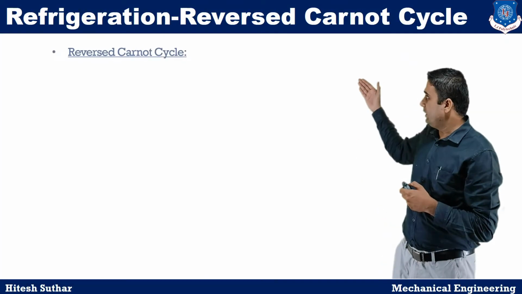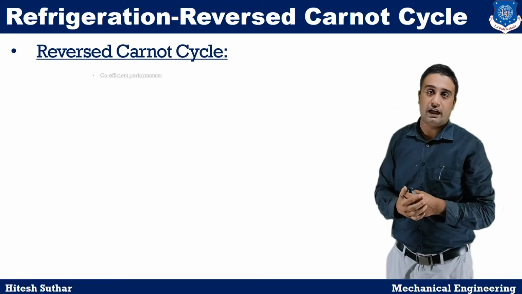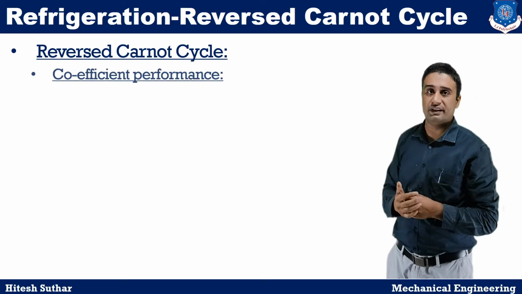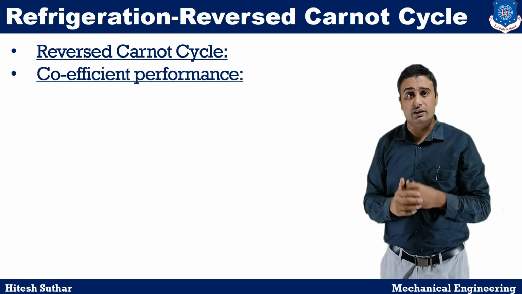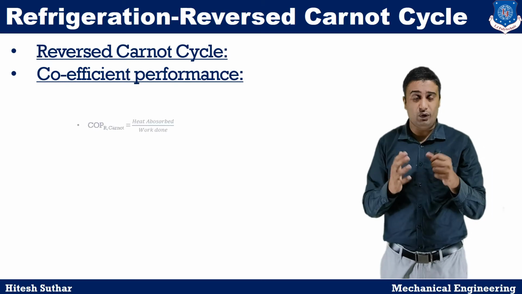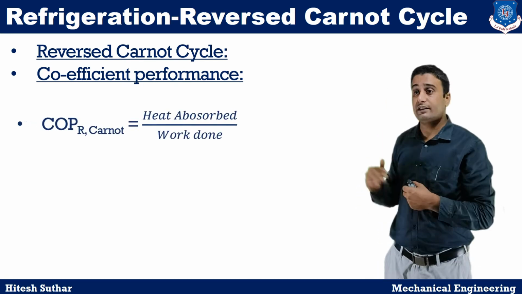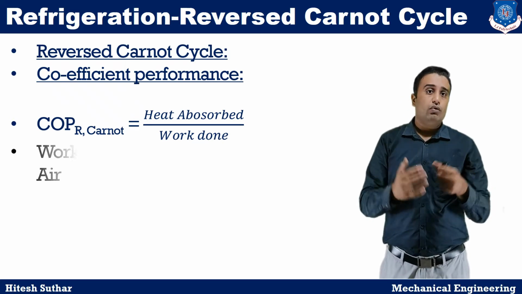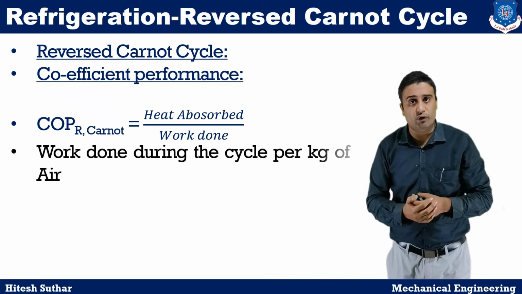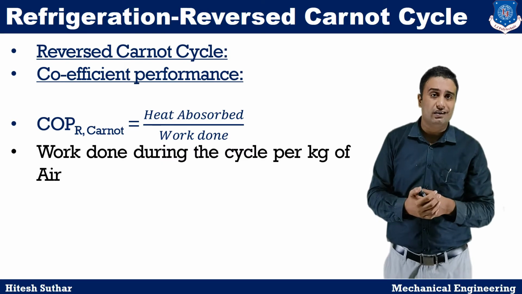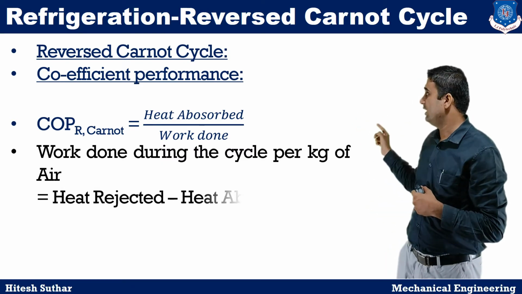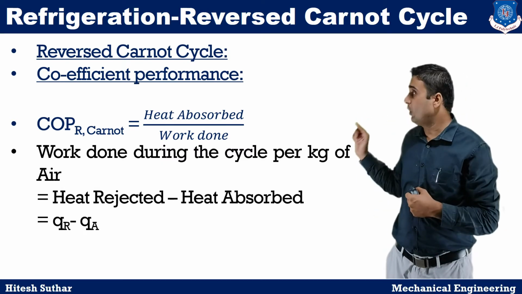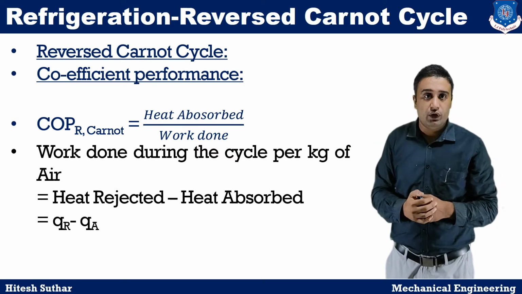Now let's discuss the COP of the reversed Carnot cycle, that is, the coefficient of performance. The COP of refrigeration on a reversible Carnot cycle is heat absorbed upon work done, where the work done is during the cycle per kg of air. So what is the work done? The work done is heat rejected minus heat absorbed, that is QR minus QA.